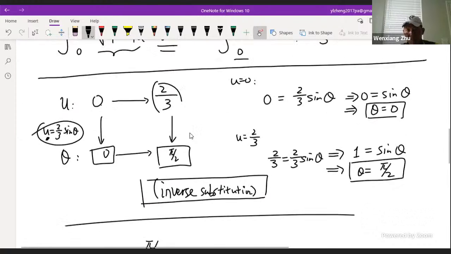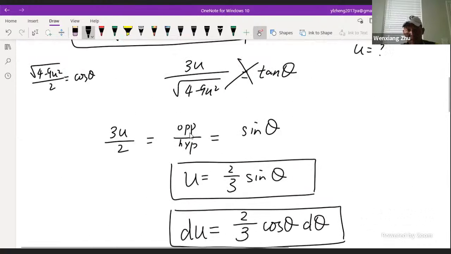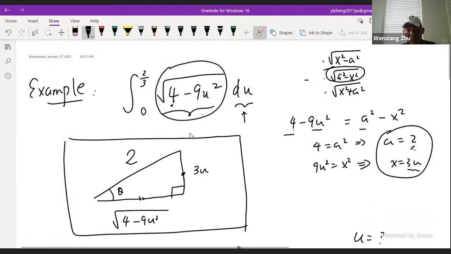Are you good? So this is the procedure for solving this type of function. So maybe I will give you another example. What happened? A few minutes left. So I'm going to do this one here.